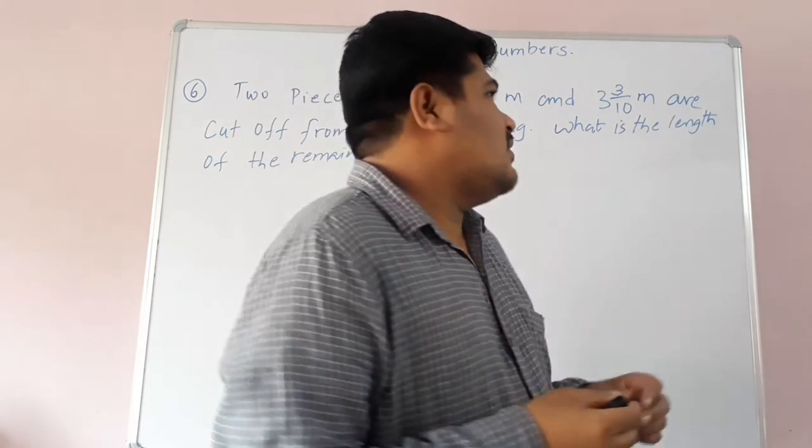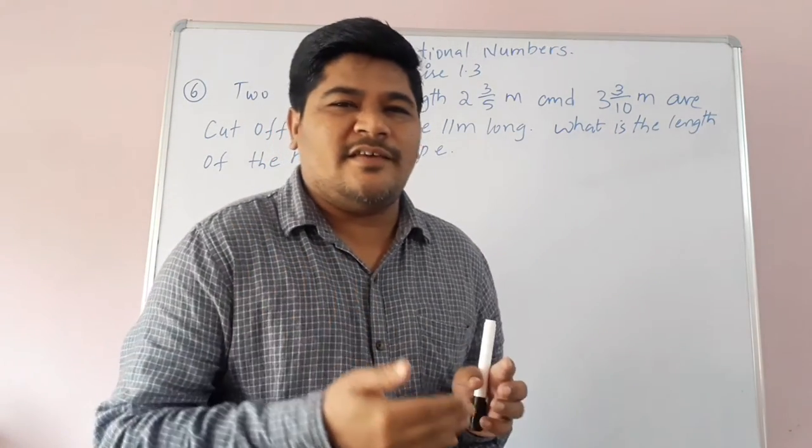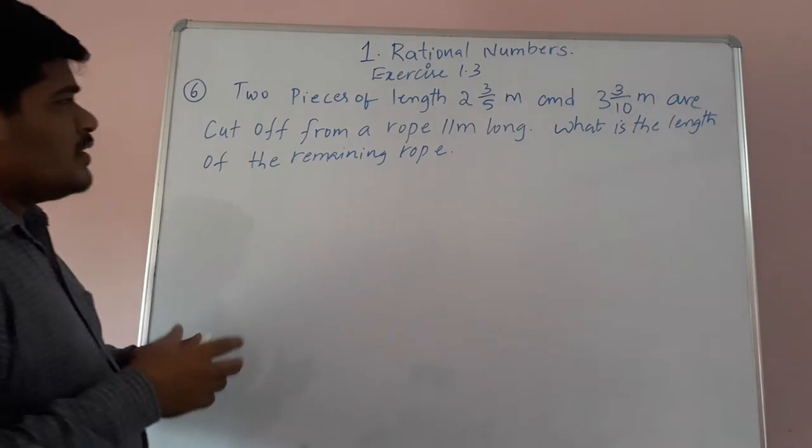So students, we are discussing rational numbers and solving exercise 1.3 problems. Now let's see problem number 6, children.